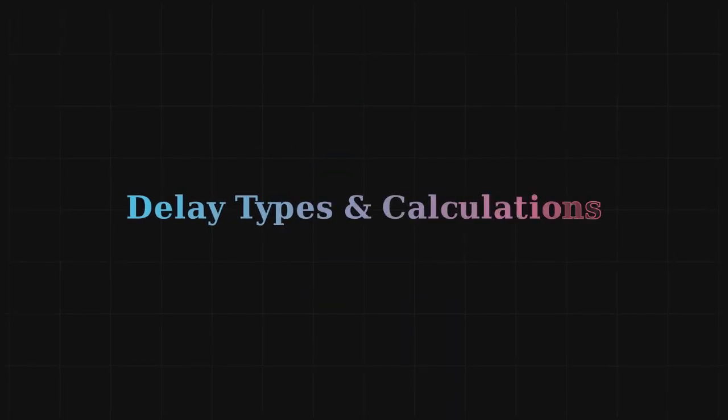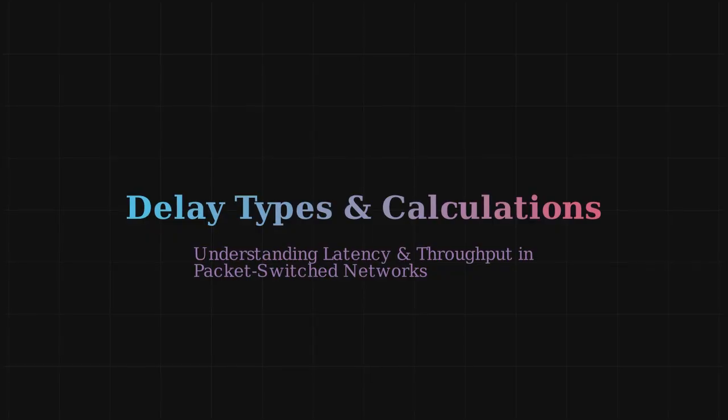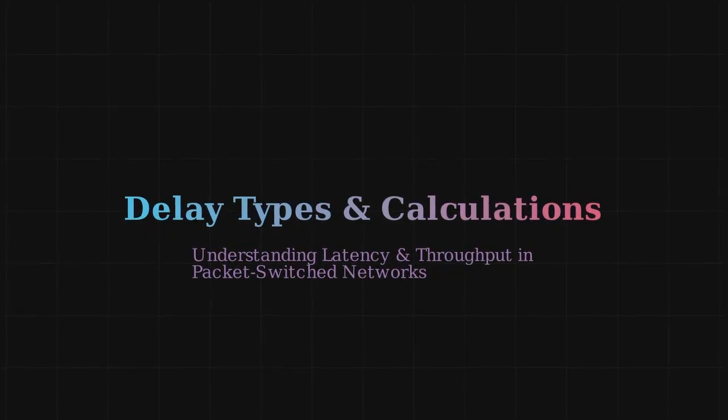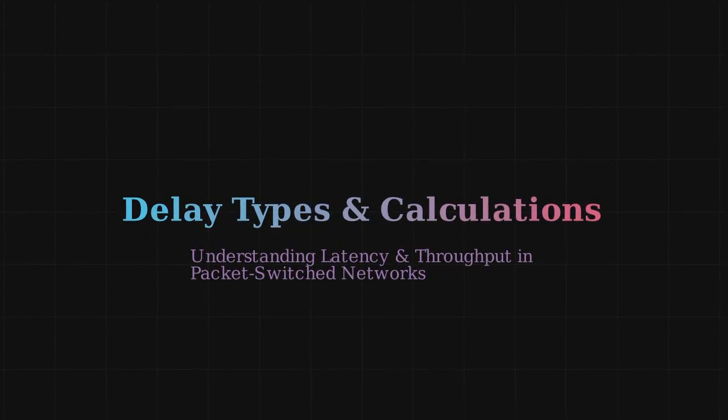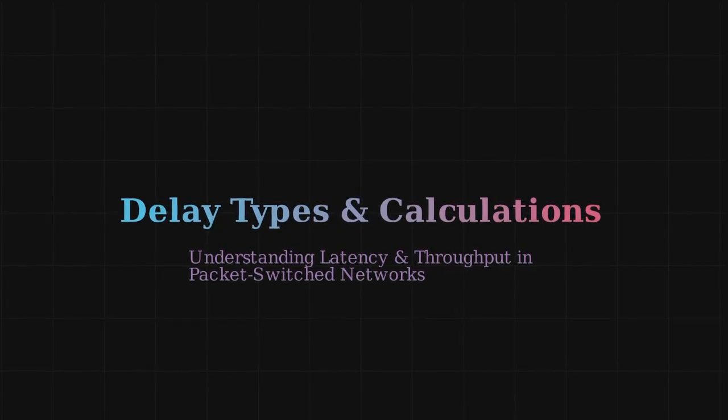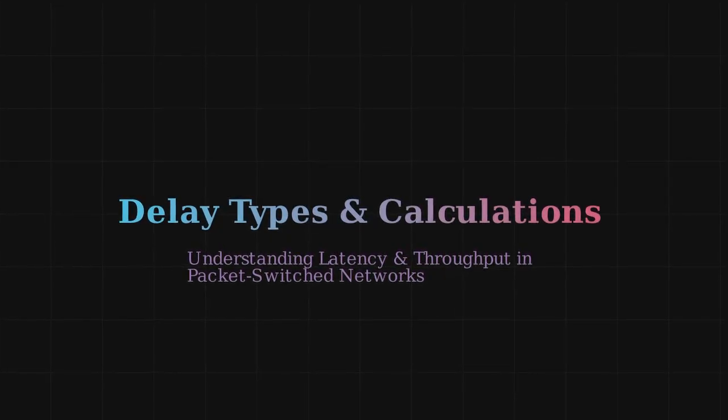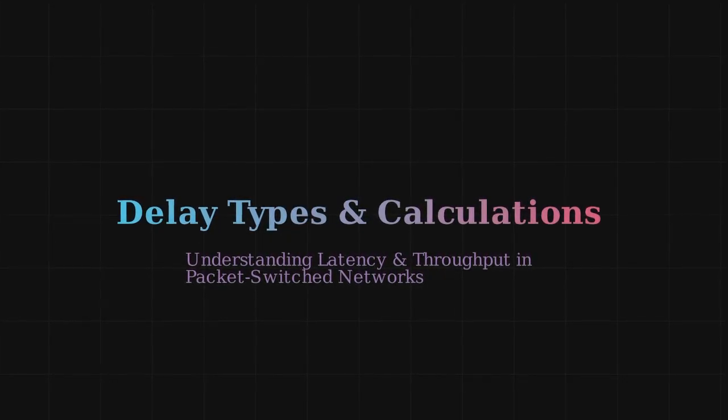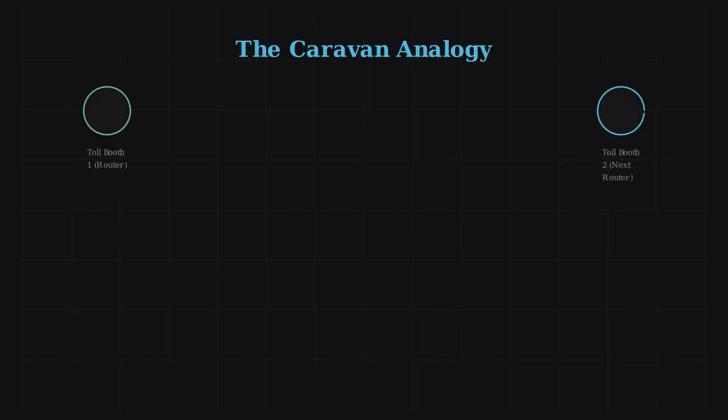Welcome. In network communications, delay dictates performance. Today, we will break down the 4 critical types of delay, analyze the famous caravan analogy, and calculate exact end-to-end performance. Imagine a caravan of 10 cars traveling through a highway with toll booths.